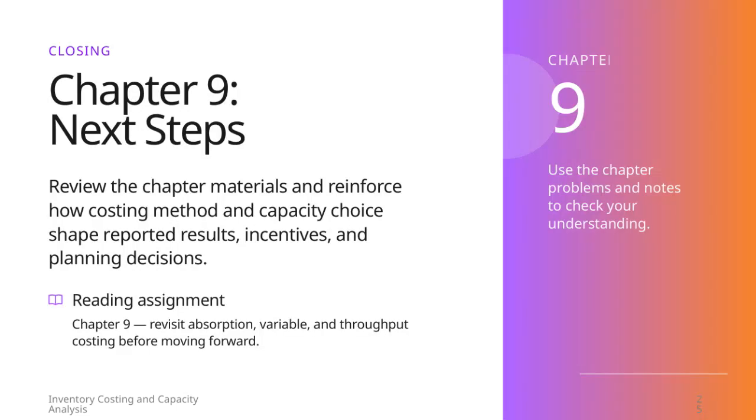As we wrap up Chapter 9, it's important to review the key materials one more time. Focus on how the choice of costing method and capacity decisions impact reported financial results, influence managerial incentives, and guide planning. Before moving ahead, revisit the absorption, variable, and throughput costing concepts to ensure a solid grasp of these foundational ideas. Make good use of the chapter problems and your notes to test your understanding and reinforce your learning. This will prepare you for the topics ahead and deepen your insight into inventory costing and capacity analysis.